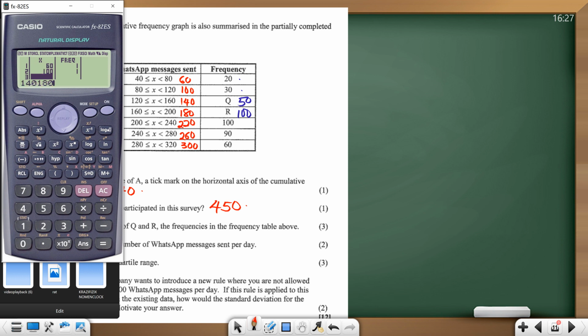Please, guys, when you get back home today, make sure you redo this. You don't want to get this wrong in an exam. 180. 220. What do we have? 260. What do we have? 300 equals to. Then you go to your frequency. What's our frequency? 20. What do we have? 30. What do we have? 50. What do we have? 100.